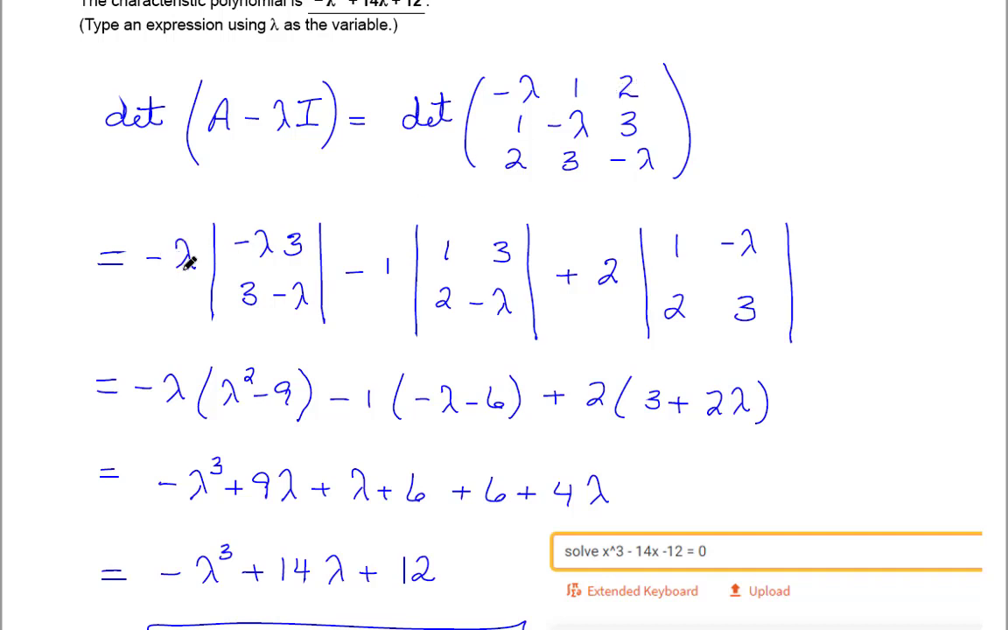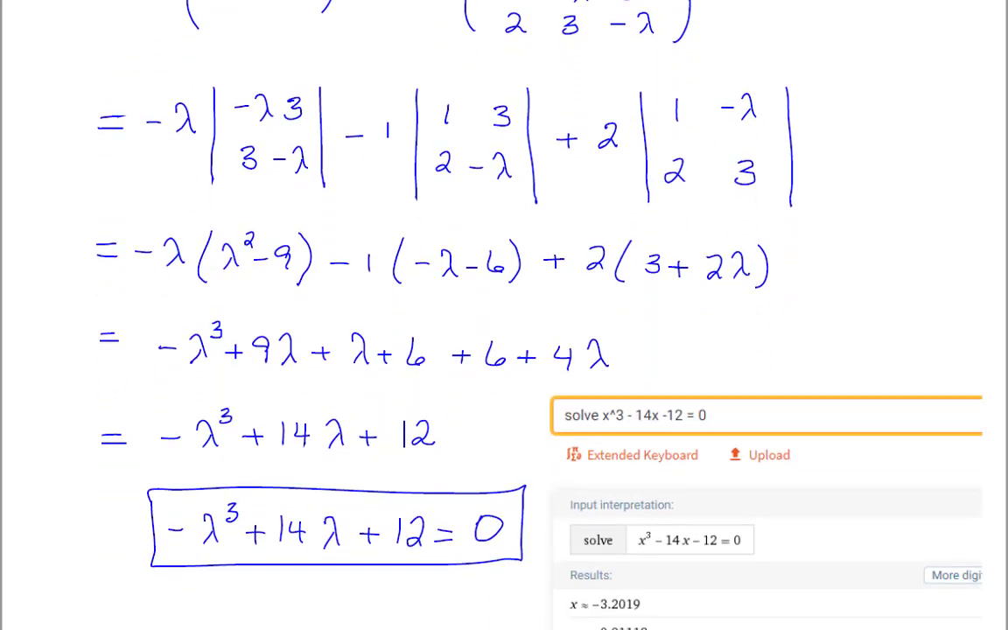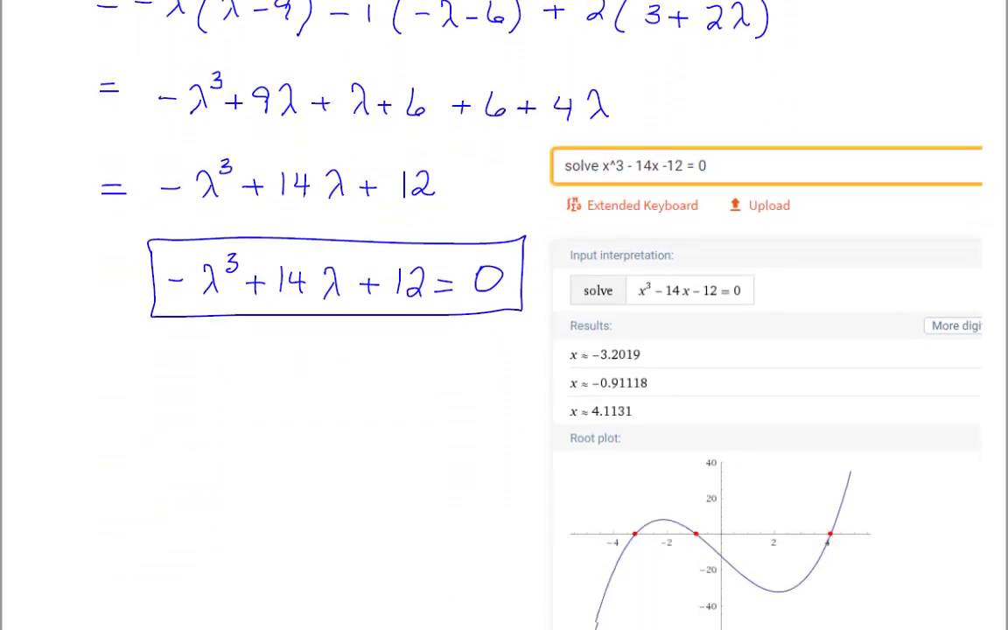So minus lambda times this 2 by 2 cofactor. Remember, this goes plus minus plus, so minus 1 times this cofactor plus 2 times this last one. So just a question of cleaning this thing up, and what we end up with is a cubic polynomial to be solved to figure out what the eigenvalues are.